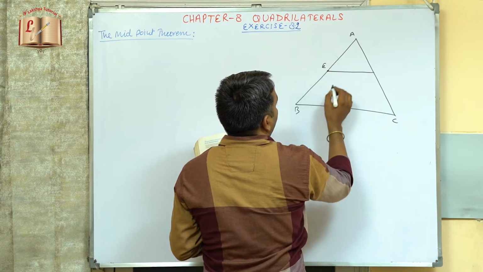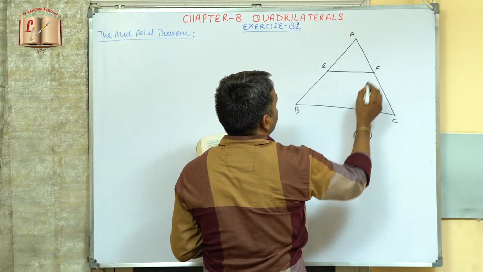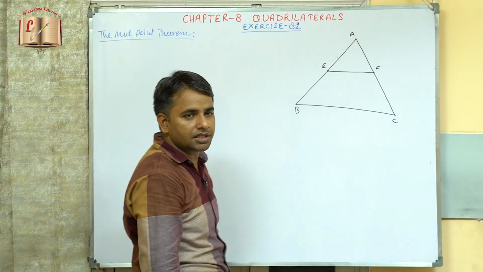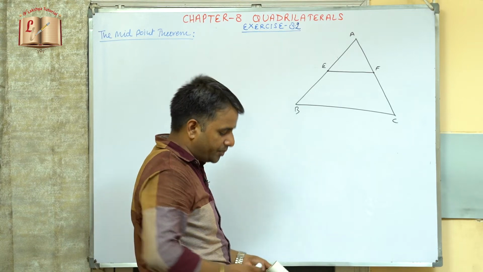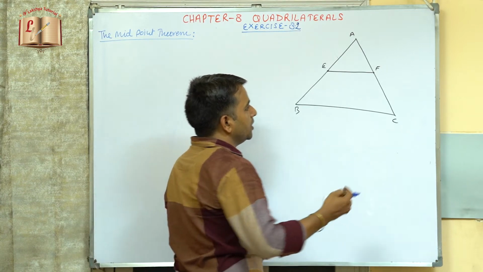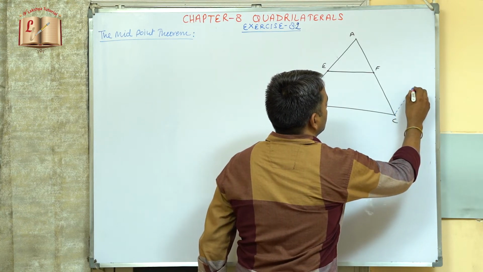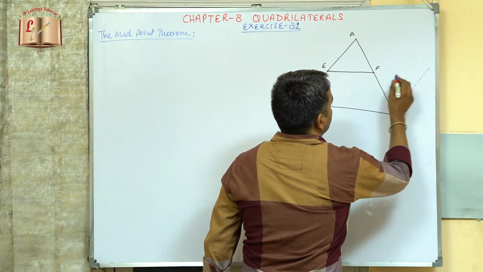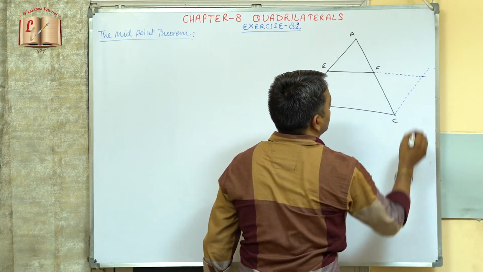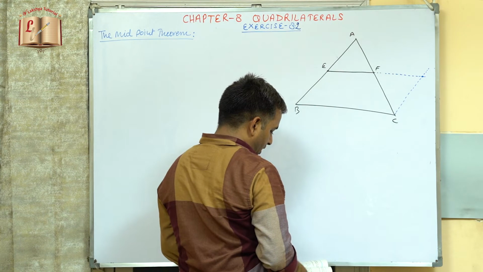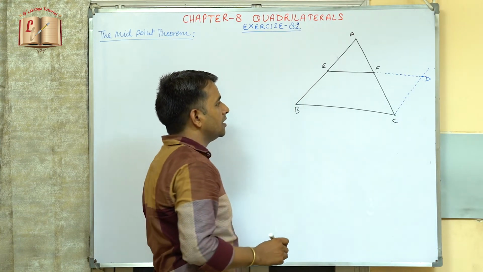Now E is the midpoint of AB and F is the midpoint of this AC side. Now from this C we will draw a parallel line to AB. So we will draw a parallel line to this side AB, and we will extend this side also. Suppose they are meeting at one point, this is point D. So this is point D now.